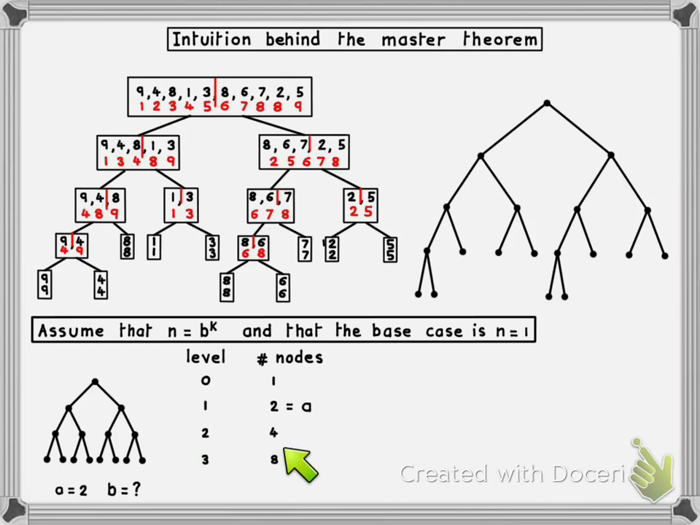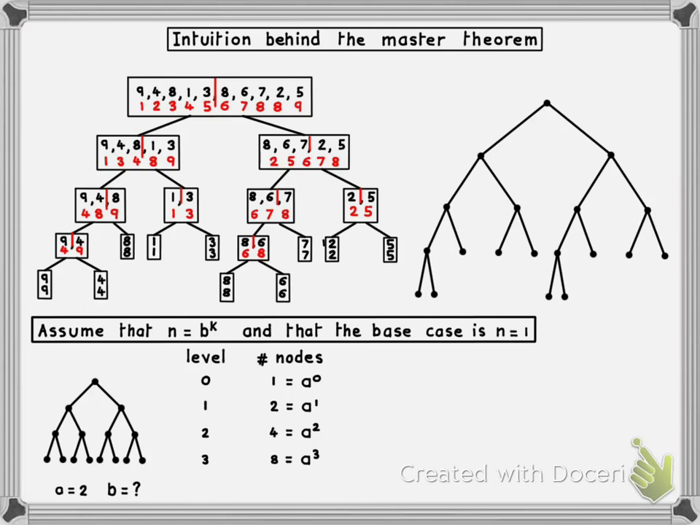So at level 2, the number of nodes is going to be equal to A squared. At level 3, the number of nodes is going to be equal to A cubed. Now, we can generalize this column by noticing that A is equal to A power 1, and 1 is equal to A power 0. In other words, the number of nodes per level is always equal to A to the power of the number of the level.